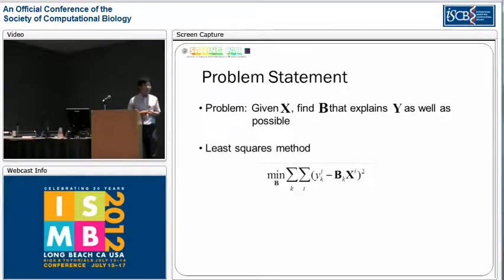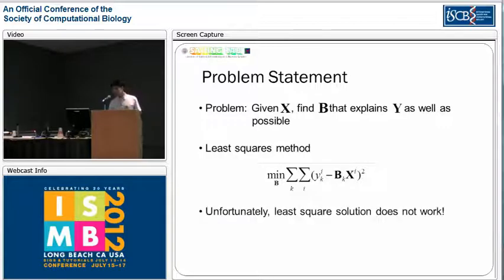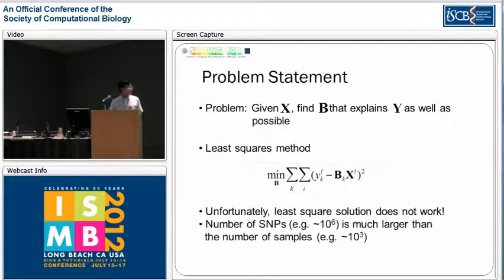So the first method that we can think of is the least square method, which is a very beautiful algorithm. We can compute the solution very efficiently. However, unfortunately, the least square solution does not work here. The reason is that the number of SNPs is much, much larger than the number of samples. As I mentioned, the number of SNPs is on the order of 1 million, and the number of samples is on the order of 1,000.